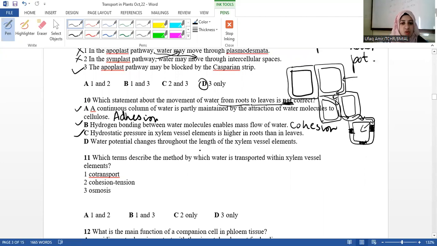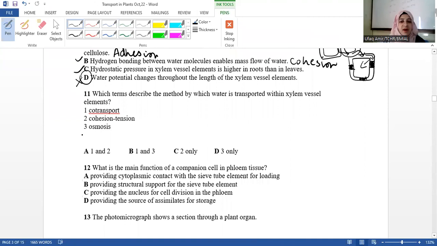Water potential changes throughout the length of the xylem vessel element. That is wrong. Water potential doesn't change. Once water rises up through the xylem vessel element, water potential should remain higher. So it continuously rises up through the xylem vessel element. If there were differences in water potential, then this continuous channel of water is going to break. So there are no water potential changes throughout the length of the xylem vessel elements. So that's absolutely wrong, and the wrong one is this D.